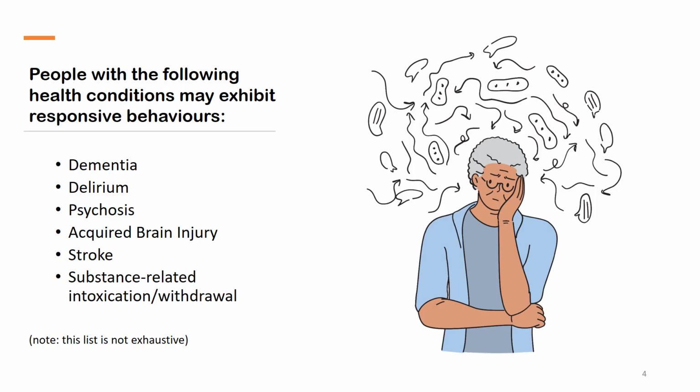One or more of the following health conditions may be contributing factors in the expression of a responsive behavior: dementia, delirium, psychosis, acquired brain injury, stroke, and substance-related intoxication/withdrawal.